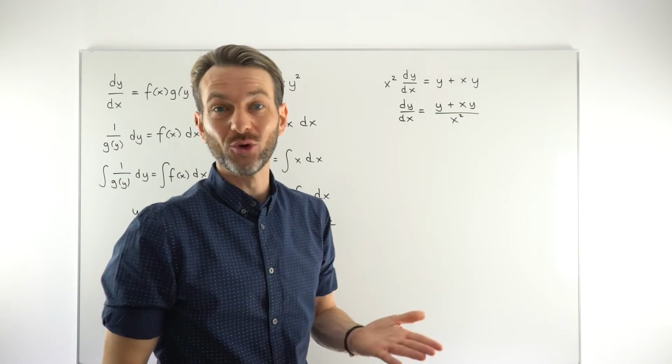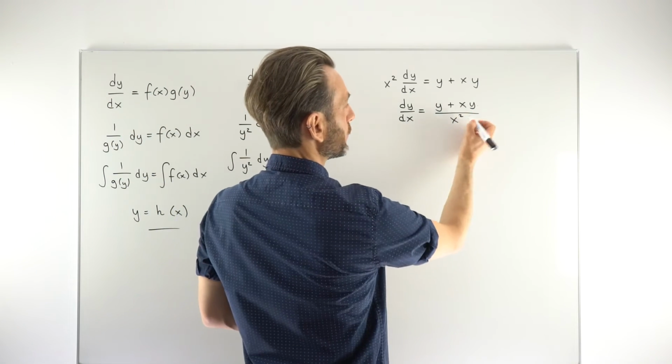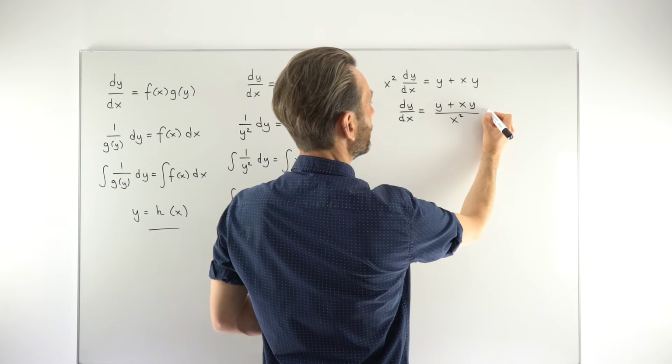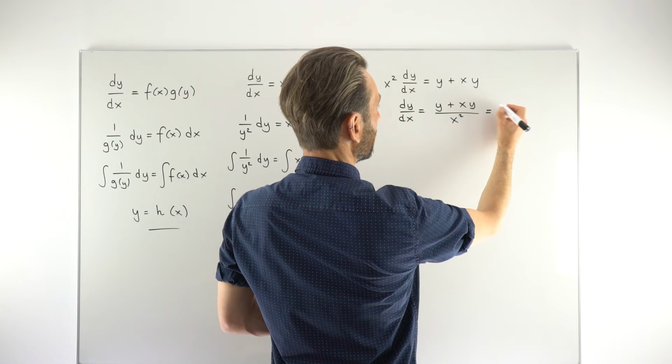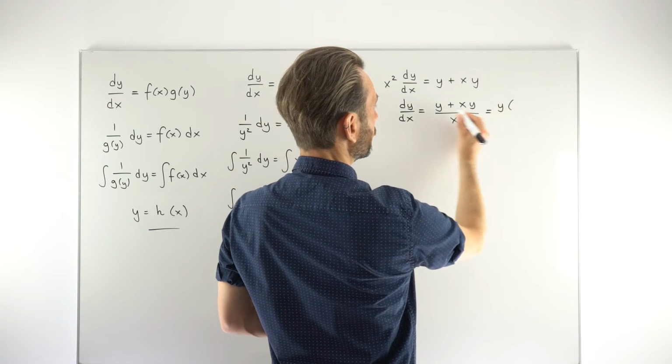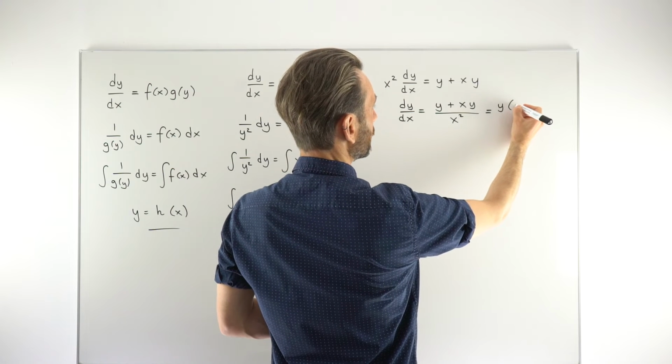If you cannot, then it's not separable. You need to use some other method. So this is not quite in the right format, but by a bit of experience and manipulation, you'll know what to do. So here on the top line, there's a common factor of y.